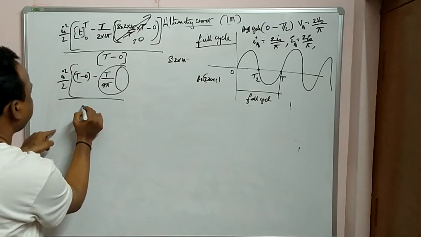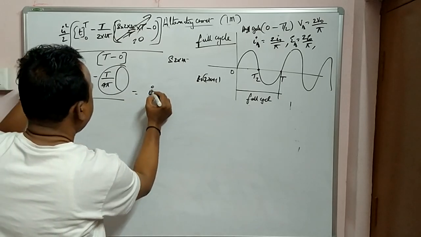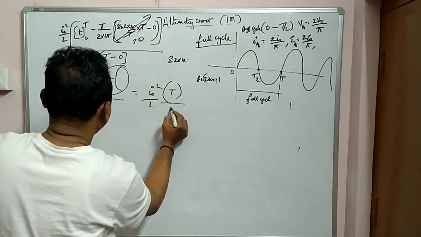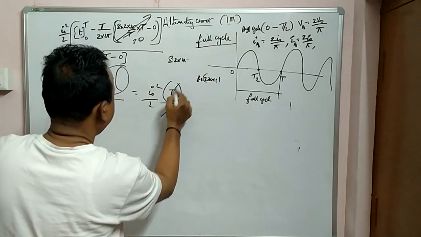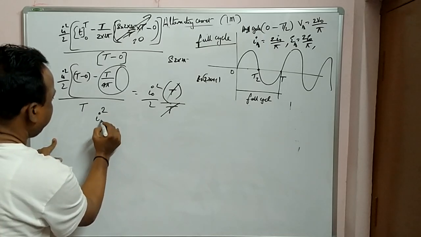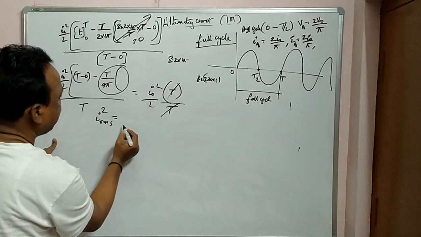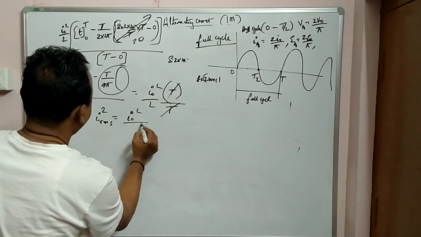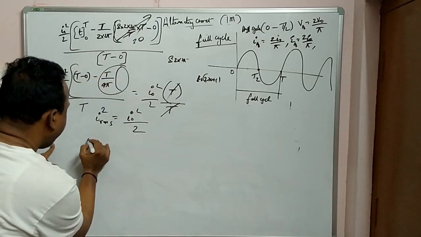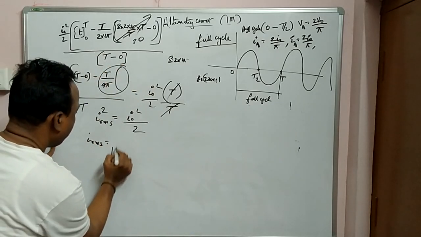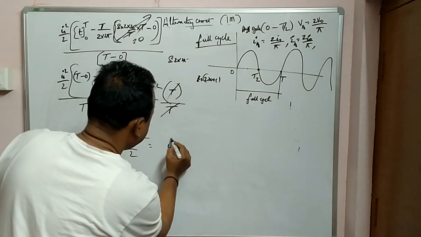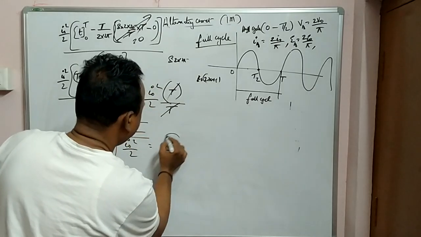And in the denominator, t is left. So what is left over now? I square by 2, inside which you have t, and in the denominator t cancels. Now what is left over? I square RMS for full cycle is equal to I0 square by 2. Since all of this is 0, it cancelled. Now what is IRMS for full cycle? Root over I0 square by 2, that is I0 by root 2. This is the value.